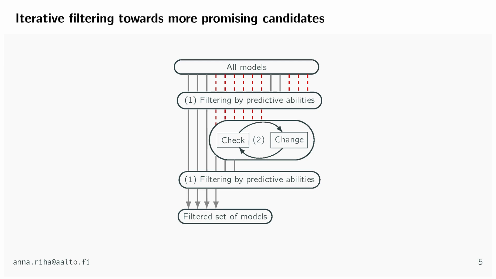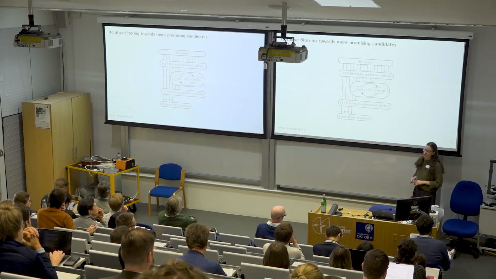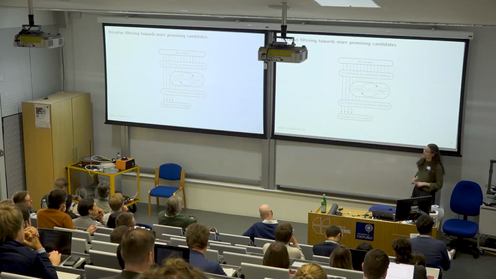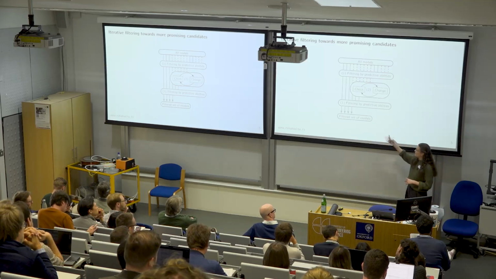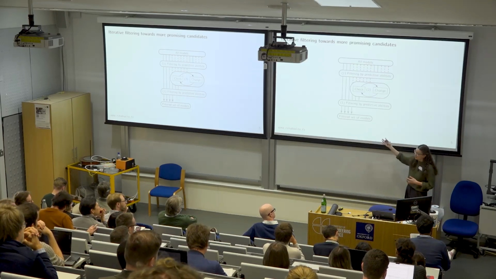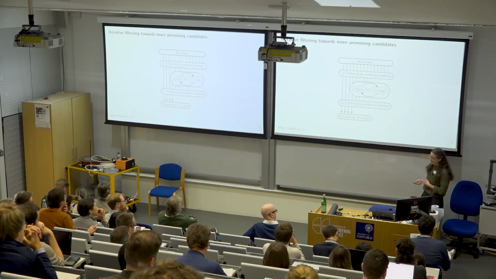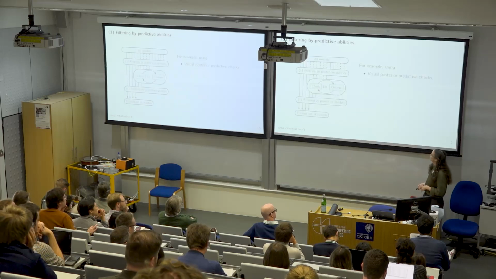So this is, in short, how we propose to get from a large set of models, where we have some models here in gray without computational issues and some models with computational issues, which are here red dashed lines, to a set of models where we have validated our models and we can more easily work with this filtered set of models.